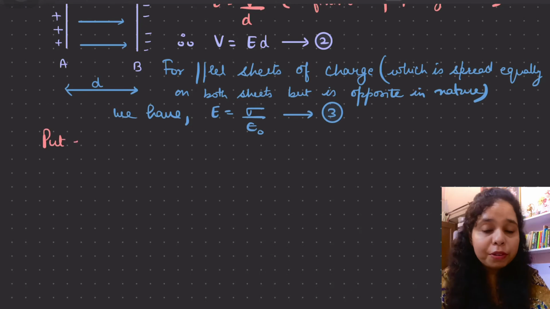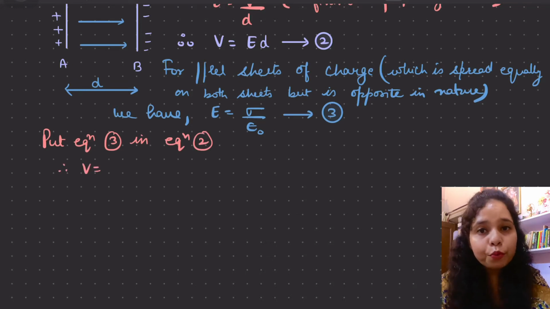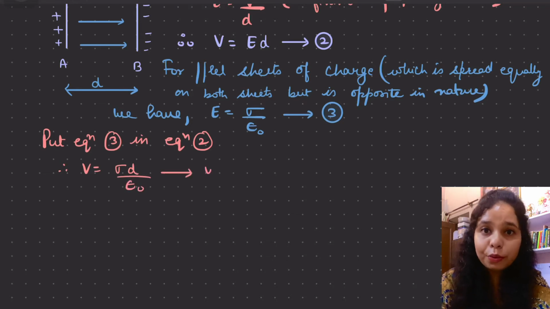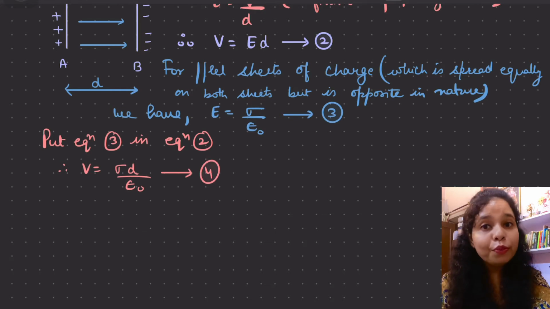Here sigma represents surface charge density, but we will use equation number 3 in equation number 2 so that equation number 2 is modified. Therefore, we have V is equal to sigma d upon epsilon naught, and we will mark this equation as equation number 4. So we have the final equation which we can use in equation number 1 in order to find the value of capacitance.